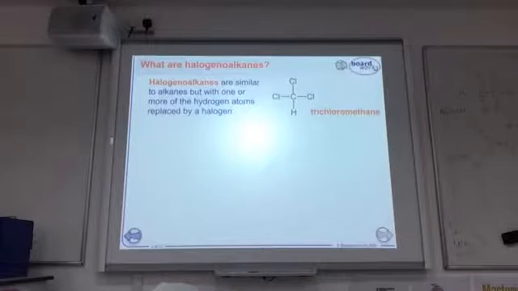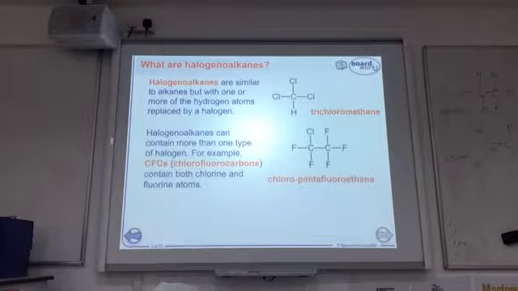So there's one right there, trichloromethane. It's actually had 3 hydrogens replaced by 3 chlorine atoms. They can contain more than one type of halogen.